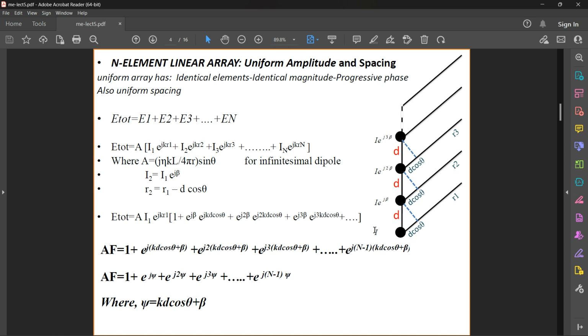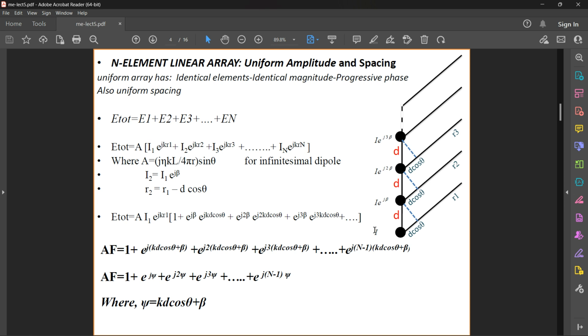So the array factor has been given as 1 plus the summating phase change has been considered with the array factors. So that is how the arrays have been arranged. The elemental antenna elements have been arranged. That is what array factor is. So array factor is equal to 1 plus e to the power j k d cos theta plus beta plus e to the power j 2 into k d cos theta plus beta plus e to the power j 3 into k d cos theta plus beta, etc.